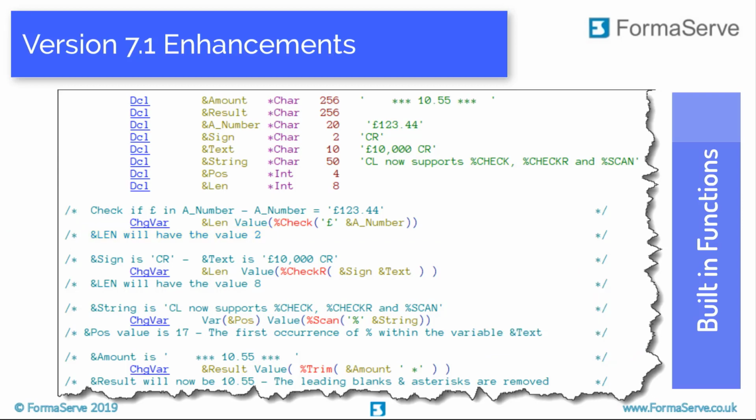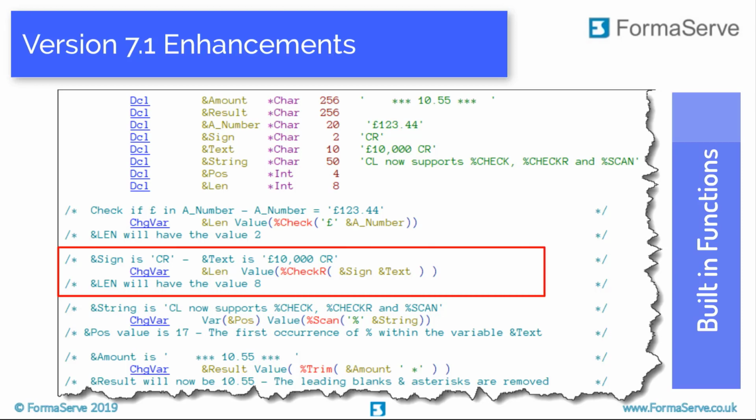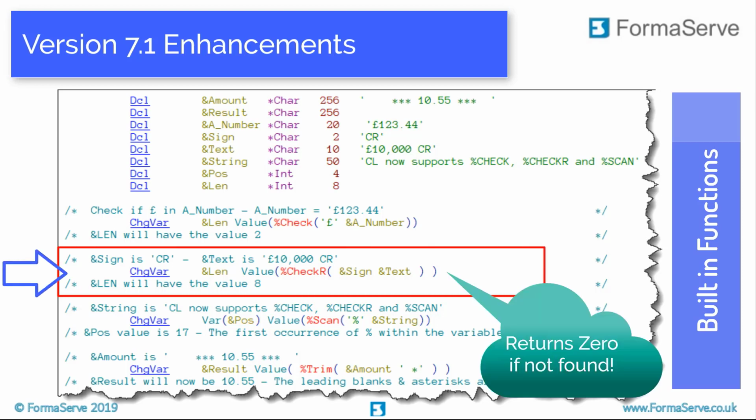So the next one is %CHECKR. %CHECKR checks from the right of a string, then going towards the left where it can't find that character. So in this example, we have the text there, which is $10000 space CR. So it's going to check for the sign, where the sign is CR, the first position from the right that it can't find the CR. So in this example, &length will now have a value of 8.